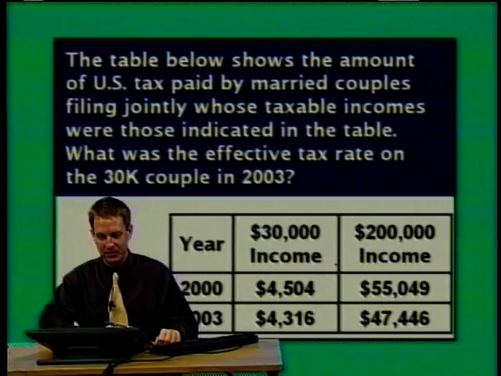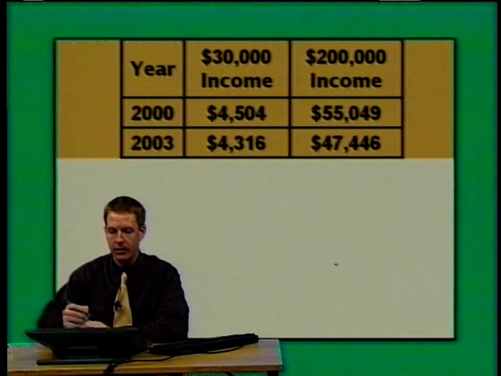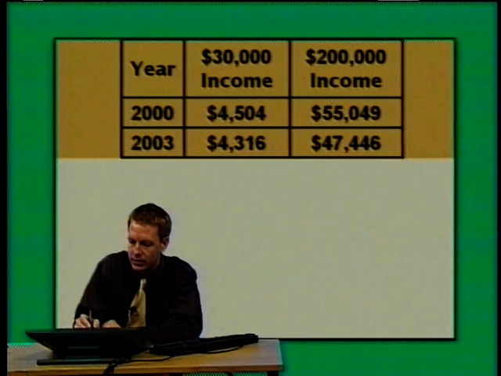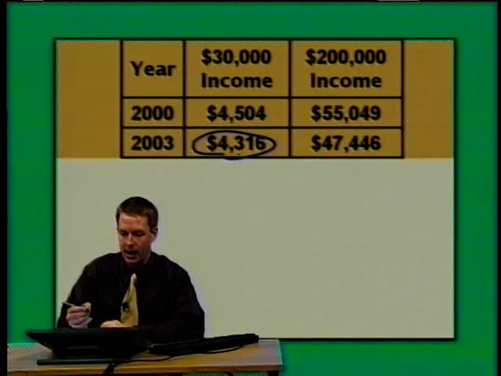Let's remind ourselves what the question was. What was the effective tax rate on the $30,000 couple in 2003? So here's our $30,000 column right here, and here's 2003. So this number right here, that's how much tax was paid by the couple.